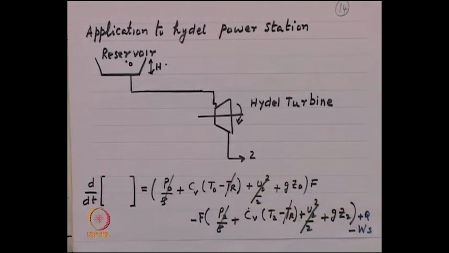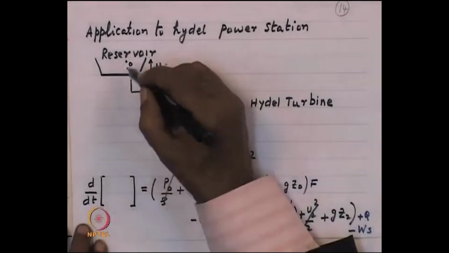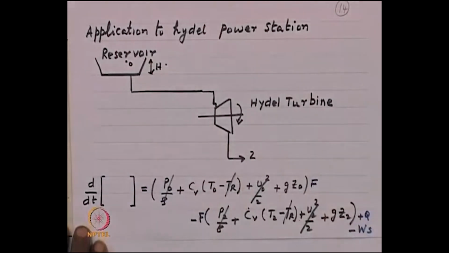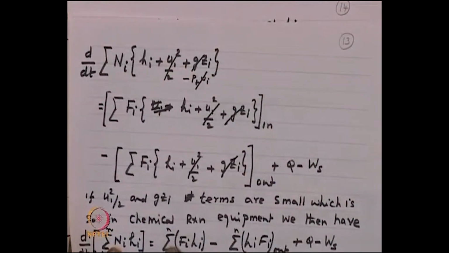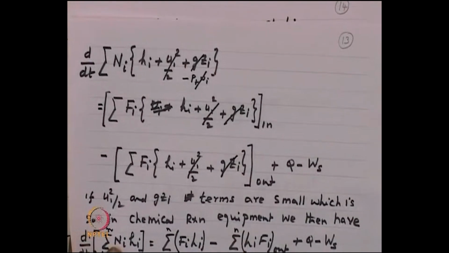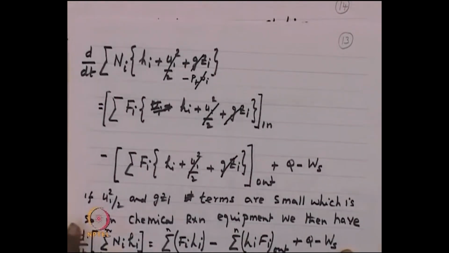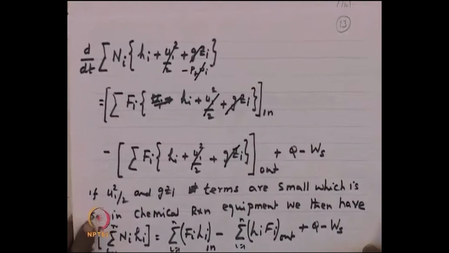So, we are writing our material or energy balance between position 0 and position 2. How does it look? On the left hand side, as you can see here, there is d by dt of NiHi equal to the sum over i equal to 1 to n of FiHi in, minus the sum over i equal to 1 to n of FiHi out, plus Q minus Ws. Now, what is Q, what is Ws?